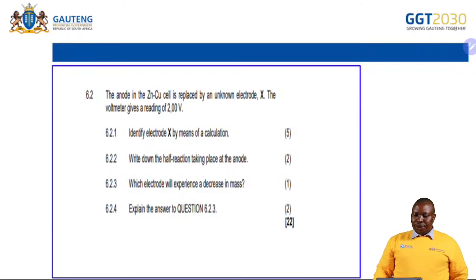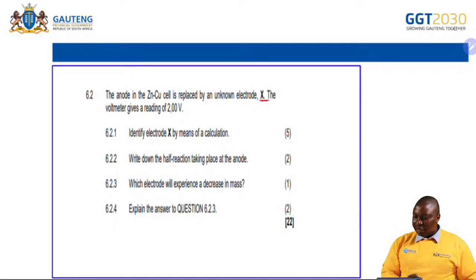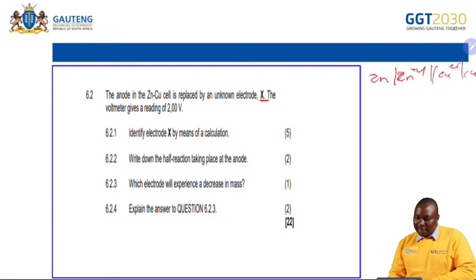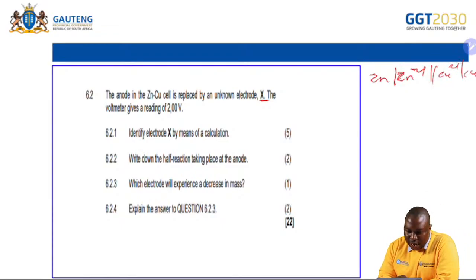And then they said in this question, the anode in the zinc copper cell is replaced by an unknown electrode X. So you can see when we started with the zinc 2 plus, we had a salt bridge, we have the copper 2 plus copper. That's when we start. But now they are saying the anode, which is now your zinc, is now replaced by X. So we no longer know this.